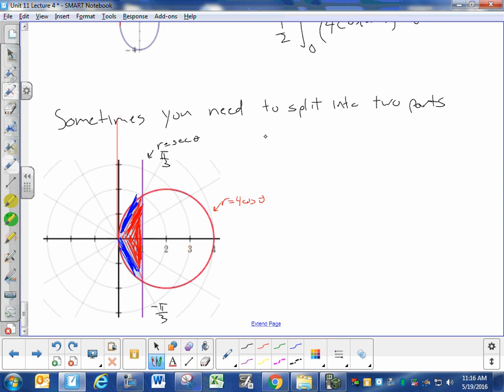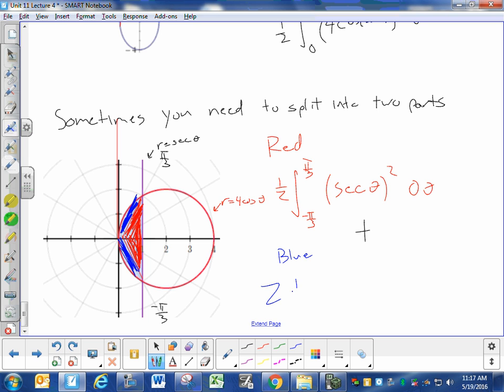I'll have my area in red, which will be from negative pi over 3 to pi over 3 of my secant. Right? And then I'm going to add my area in blue, which will be 2 of my areas from pi over 3 to pi over 2 of my 4 cos theta.